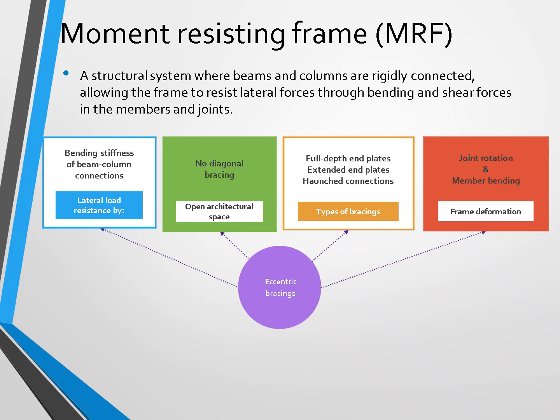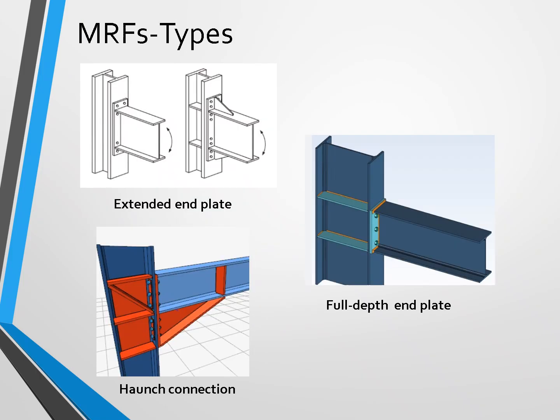No diagonal bracing is required, so it provides open architectural space. Full depth end plate, extended end plate, and haunch connections are the types of moment resisting frame connection. As you can see here, this is the extended end plate. The end plate is extended. This is the haunch connection, and this is the full depth end plate.